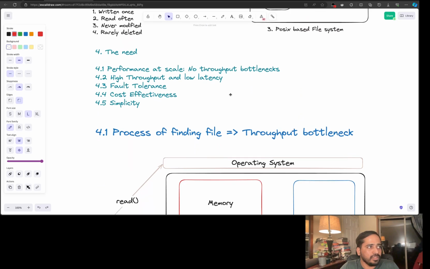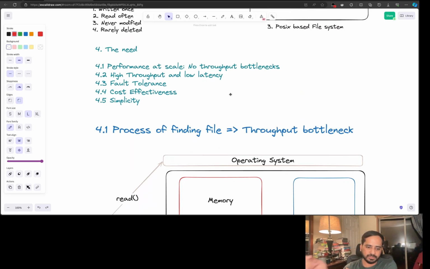If we know what reasons propelled Facebook to create a system to solve this problem, we would understand this better. So what was the need, the necessity? This photo storage system has to perform at scale, which means there should not be any throughput bottlenecks. Throughput bottlenecks are usually things like degraded user experience at high traffic rates due to failing requests. We want high throughput and low latency. We want to serve as many requests as the users are pumping in, and at very low latency.